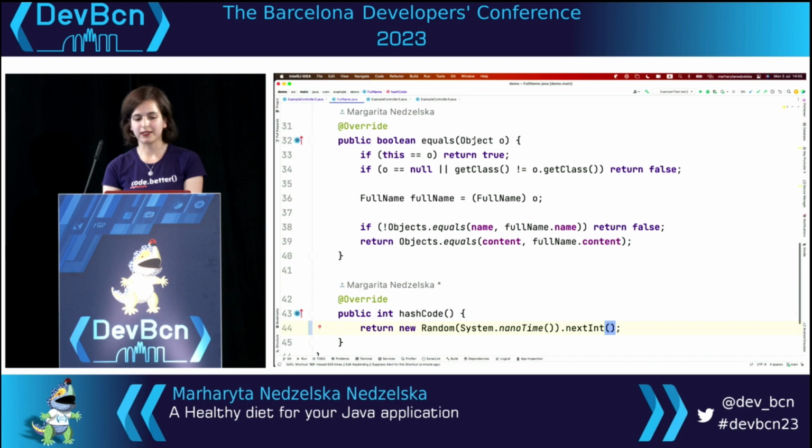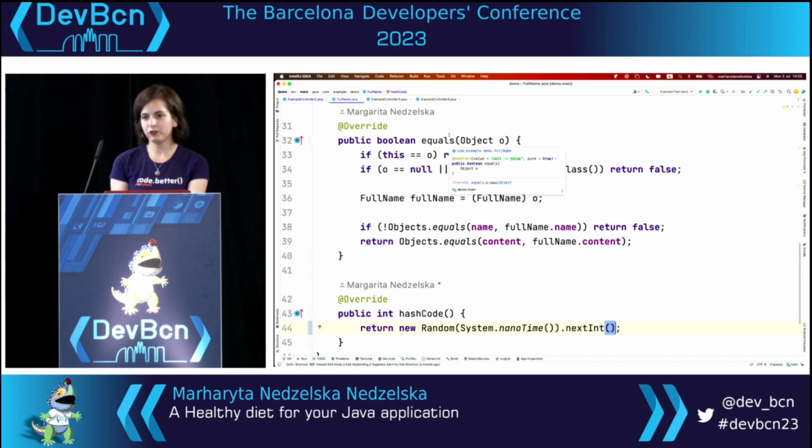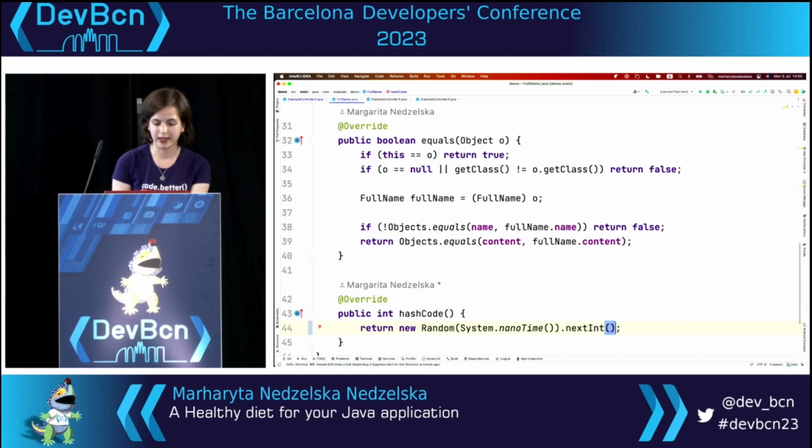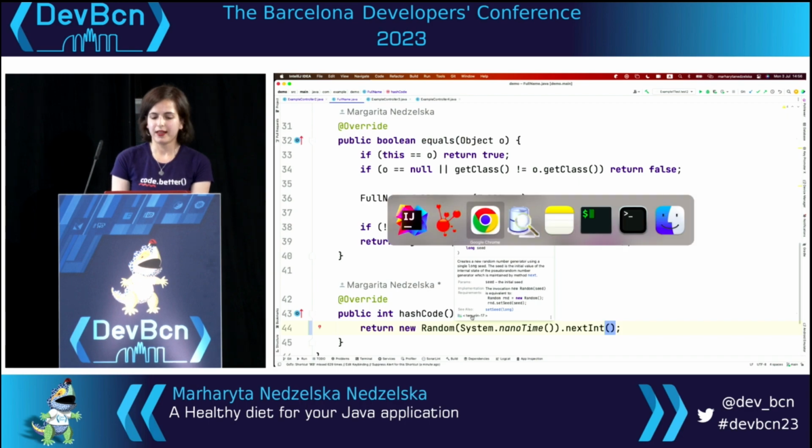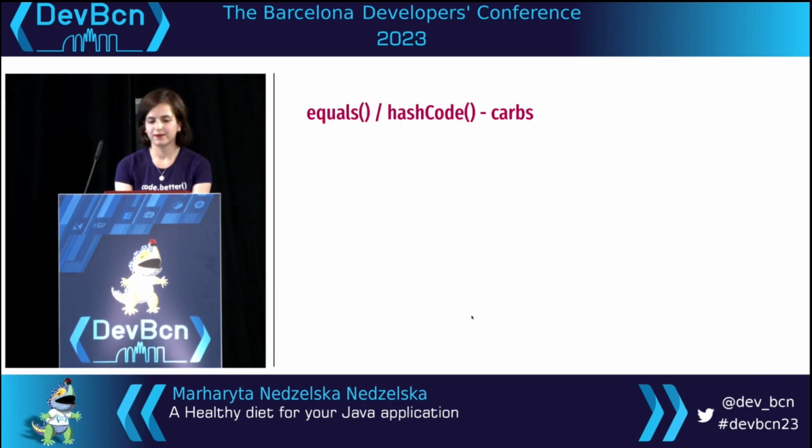And the contract is if two objects are equal, their hashcode should be the same. Otherwise, you face the problem that we faced, and that problem led to a memory leak. Let's get back to our presentation.